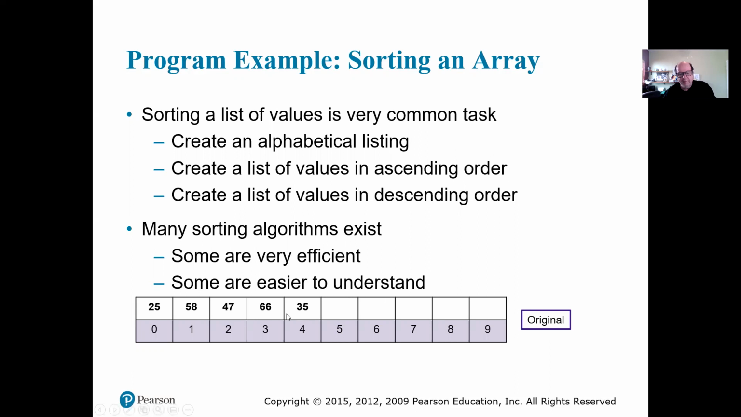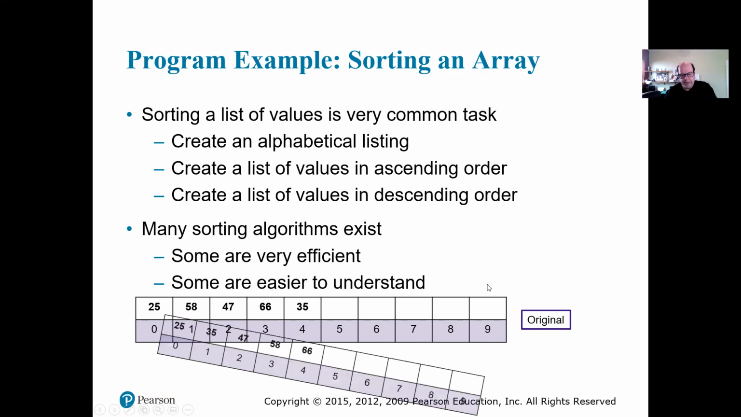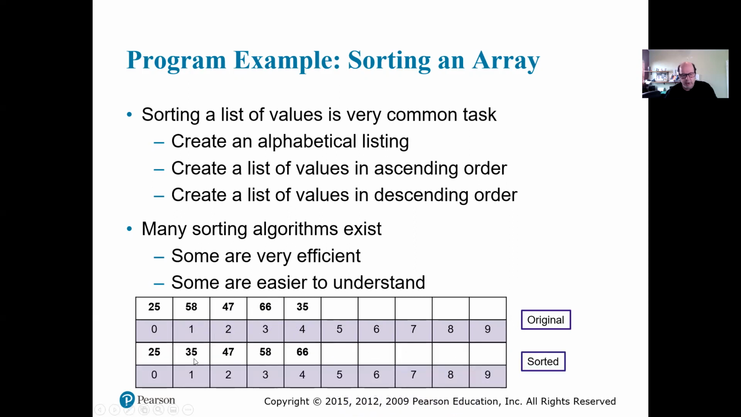So if we have an array like this originally, then we can potentially sort it, and the sorted one is going to look like this. So in this way, it's going to be in ascending order. My smallest one is at the beginning, my larger one is at the end.